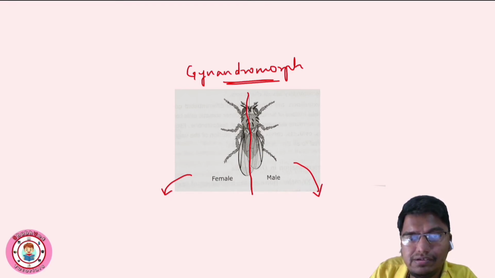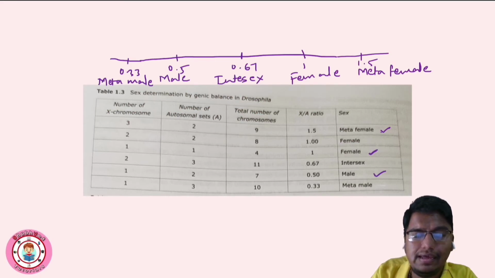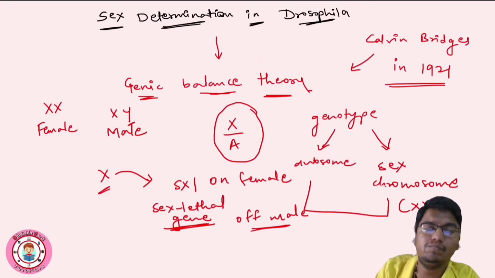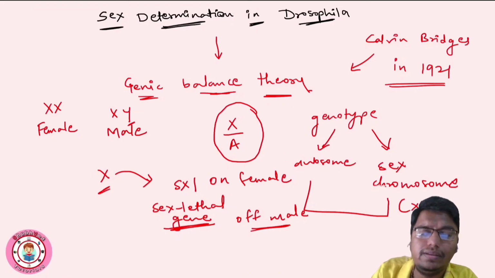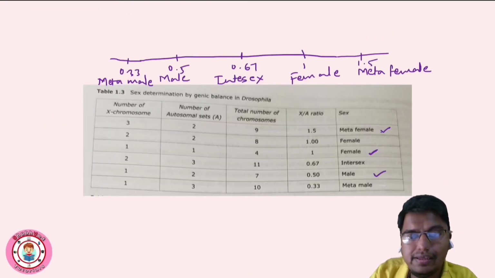So this is the whole sex determination process in Drosophila. The important gene here is SXL, the sex lethal gene on the X chromosome, and it is dependent on the X to A ratio, sex chromosome to autosome ratio. If the ratio is 1, the offspring is female. If the ratio is 0.5, it is male. Between that, intersex. Beyond 1, meta female, and beyond 0.5, meta male.